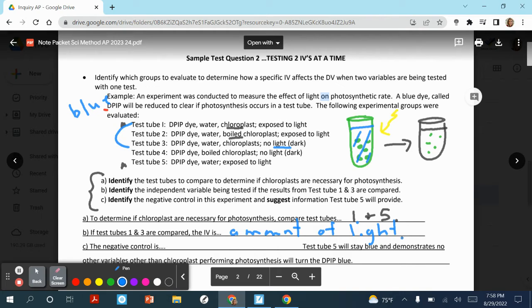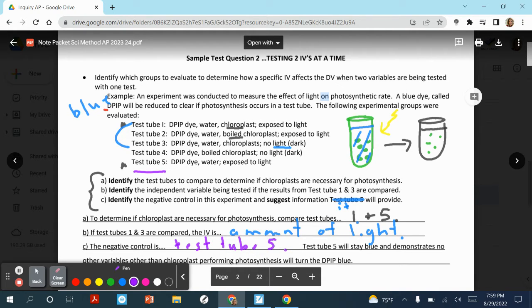Okay, so C says identify the negative control in this experiment and suggest information that this test tube will provide. And this was supposed to be changed, but I guess it didn't. So let me change this, which says suggest information it will provide. I think your notes say it, not test tube 5. So this kind of gave away the answer. But if it didn't say test tube 5, hopefully you would be able to indicate that out of these test tubes, one of them is the negative control. And in this case, it would be test tube 5. Let's indicate test tube 5.